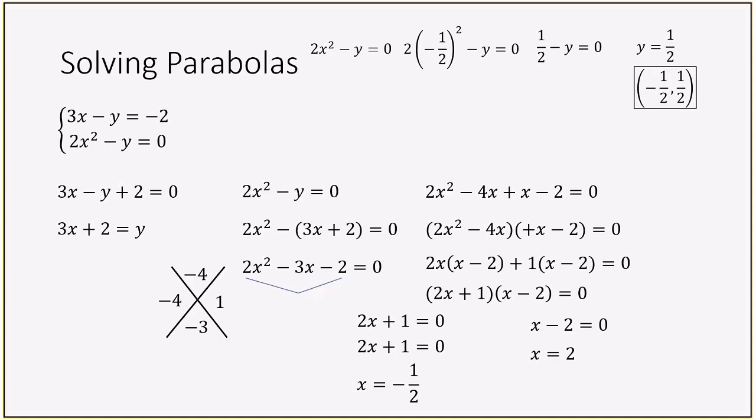I'm going to write that as a point. My x value that I plugged in was negative 1/2. I got an answer of y is equal to 1/2. So my solution is negative 1/2 comma 1/2.